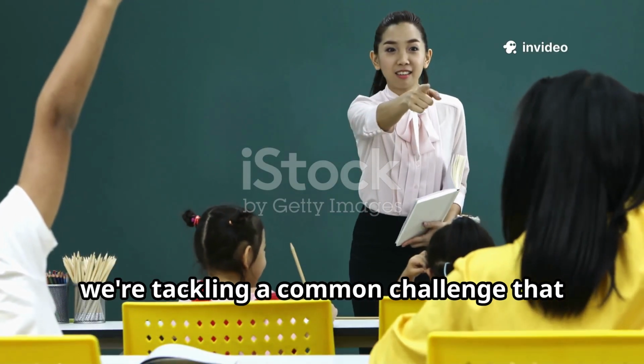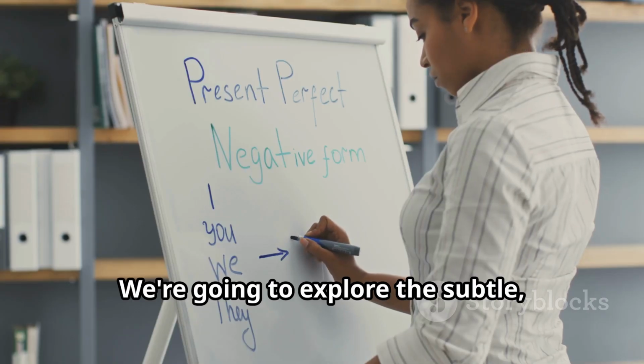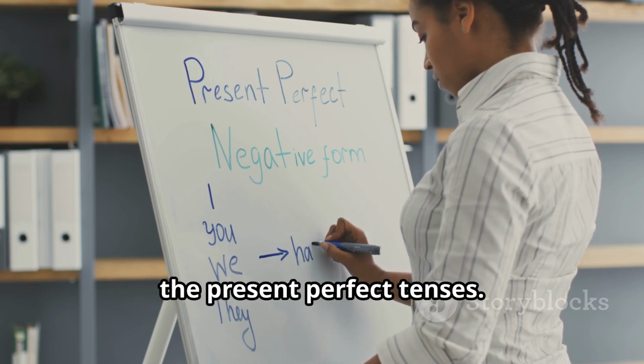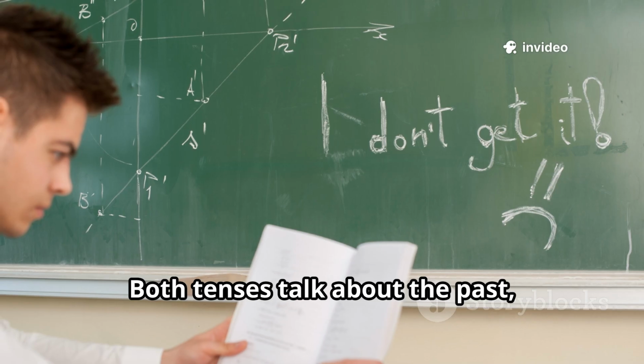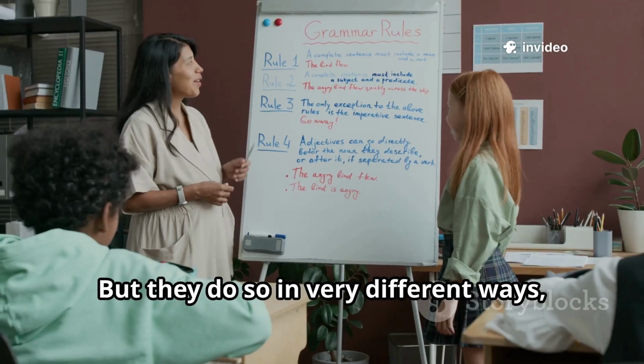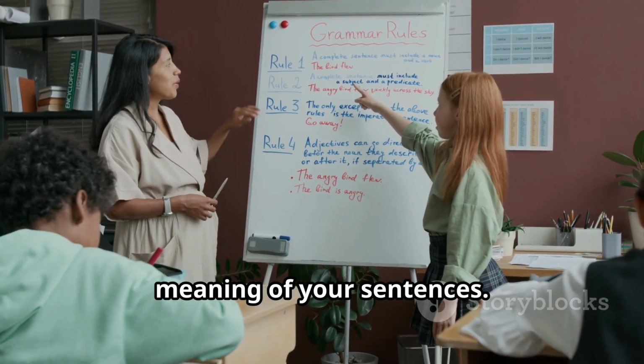Today, we're tackling a common challenge that many English language learners face. We're going to explore the subtle, yet significant difference between the simple past and the present perfect tenses. Both tenses talk about the past. That's where the similarity lies. But they do so in very different ways, with different implications for the meaning of your sentences.